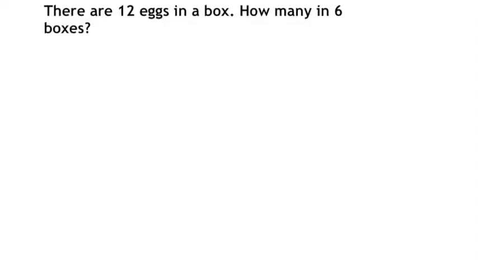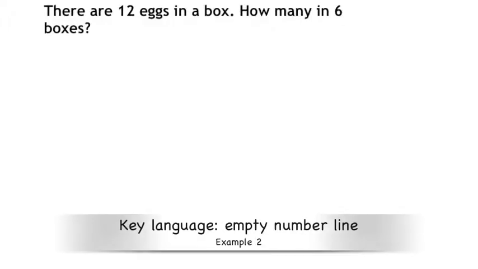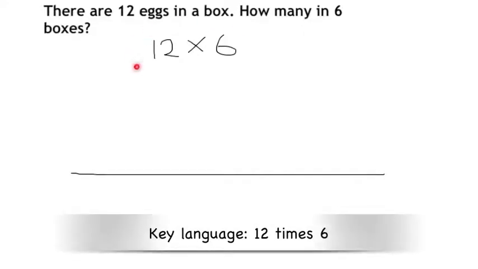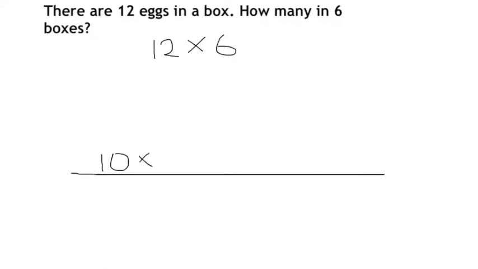There are 12 eggs in a box, and I want to find out how many eggs are in 6 boxes. I can do this using the empty number line. 12 times 6 is the same as 10 times 6 plus 2 times 6, because 10 plus 2 equals 12. So I will make 2 jumps on my empty number line.